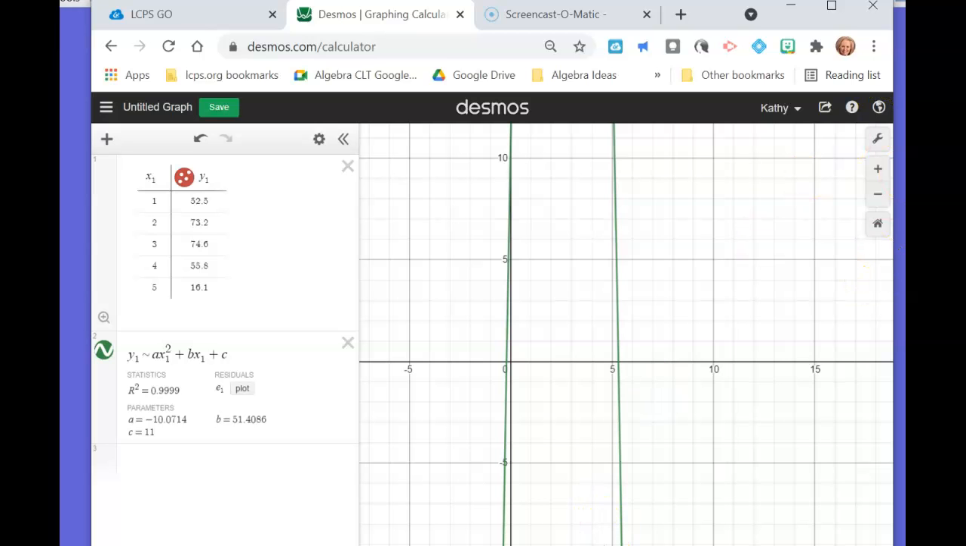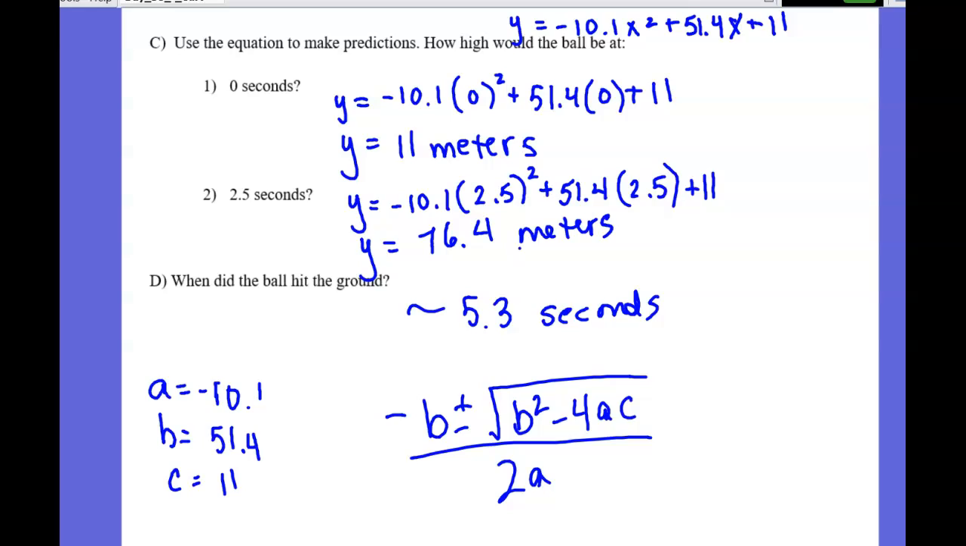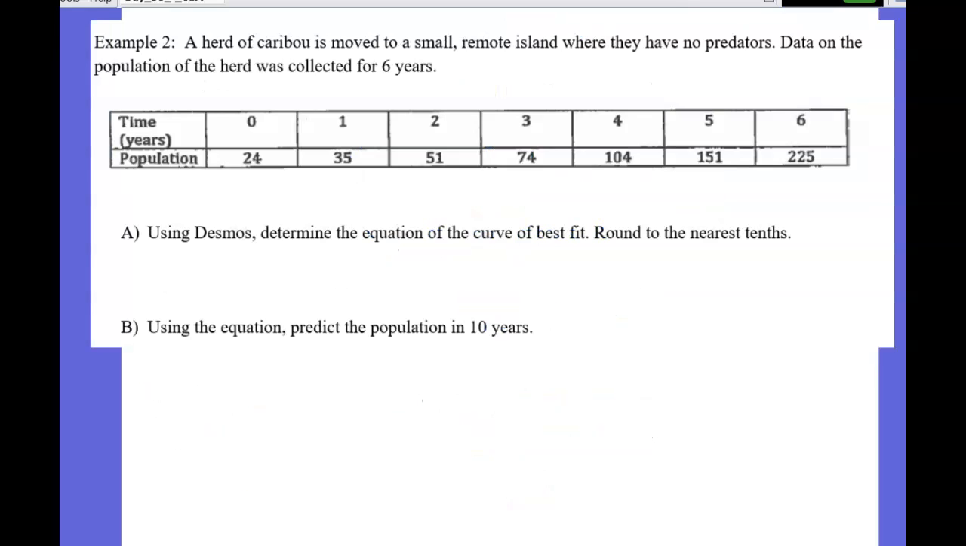All right, moving on, we have another example. A herd of caribou is moved to a small remote island where they have no predators.